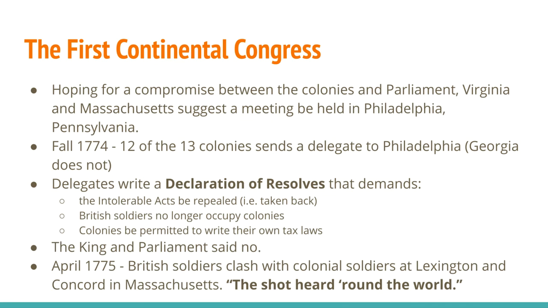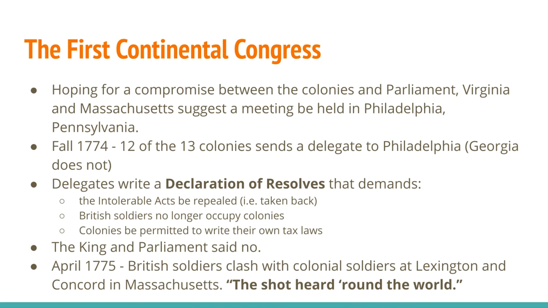The colonies worried that things were escalating too quickly. In hopes of a compromise between the colonies and Parliament, Virginia and Massachusetts suggested that a general meeting be held in Philadelphia, Pennsylvania, with delegates from all 13 colonies. And so in the fall of 1774, all of the original 13 colonies, except Georgia, sent delegates to Philadelphia.